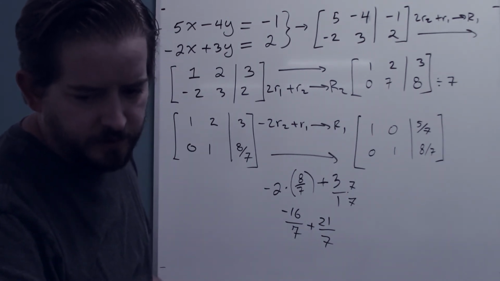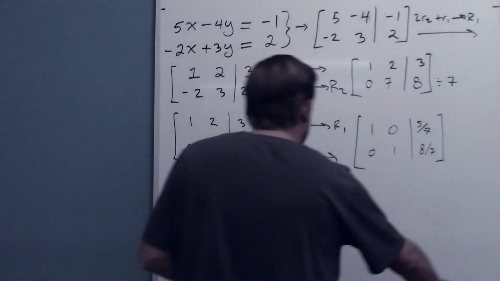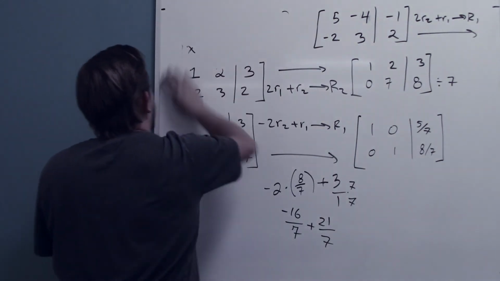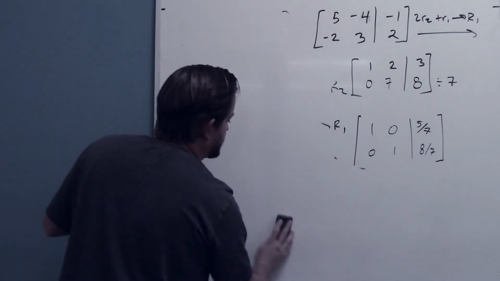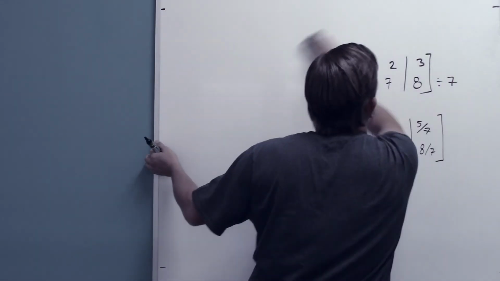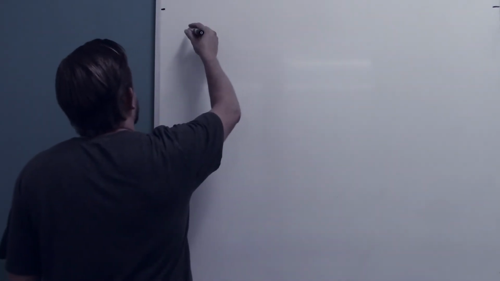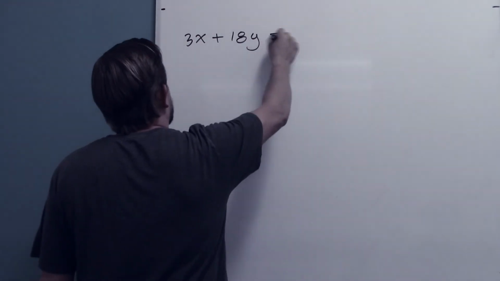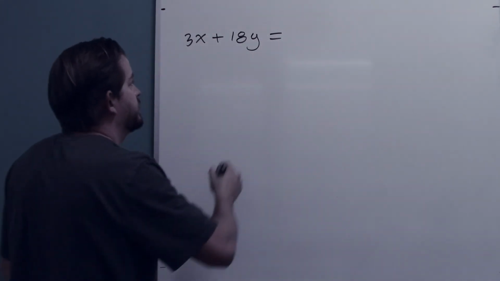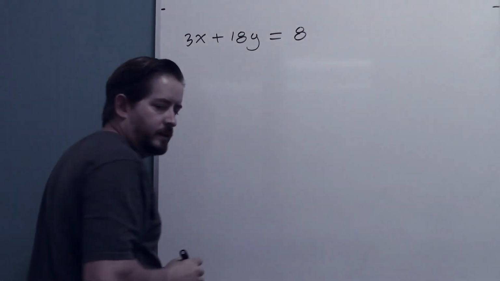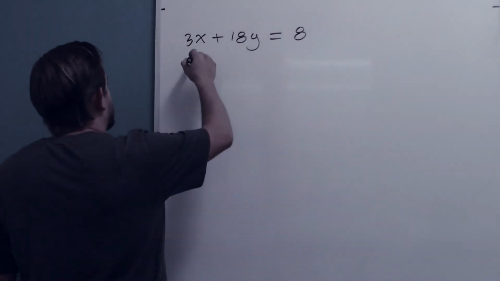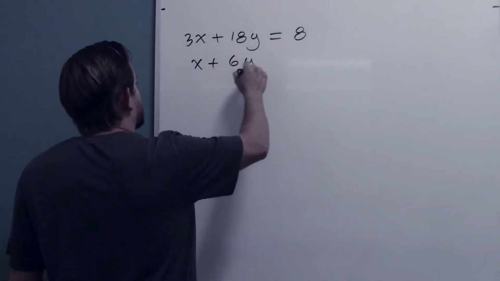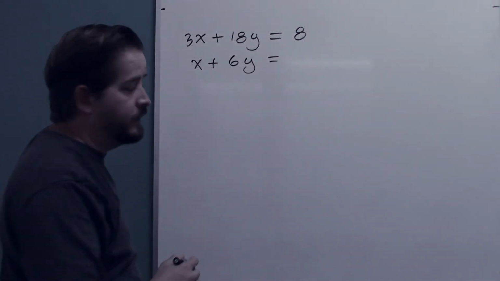Let's look at a couple of other examples. There's 2 more things we want to talk about here. They're very similar to the last 2 things we've been talking about, typically in the first 3 sections of this chapter. Let's solve this system. 3x plus 18y equals 8. And then we have x plus 6y equals 5.